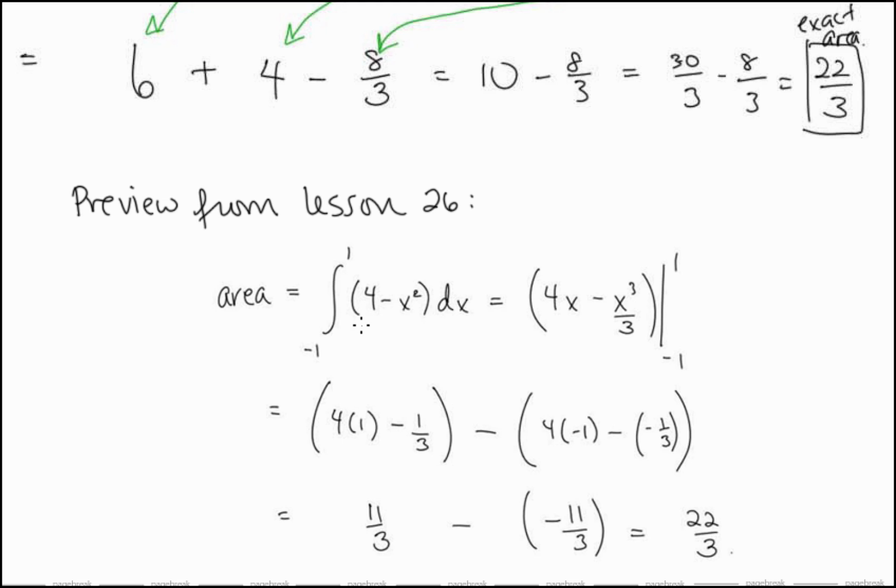And so here is our original function, 4 minus x squared, and this is the interval over which we are looking for the area. We want to take an antiderivative, and that's going to be 4x minus x to the third over 3. And then we want to plug in our bounds and subtract. So we plug in a 1, we plug in the negative 1, subtract those values, and we get 22 thirds.